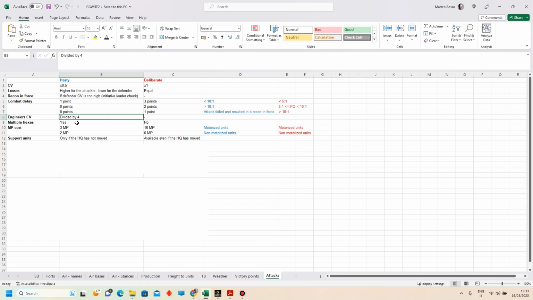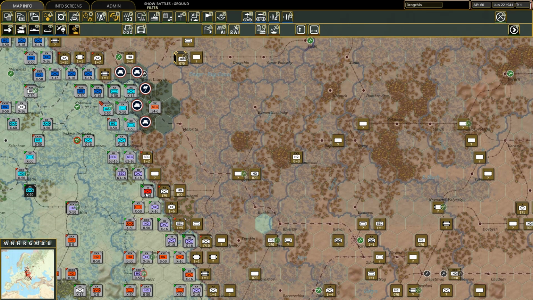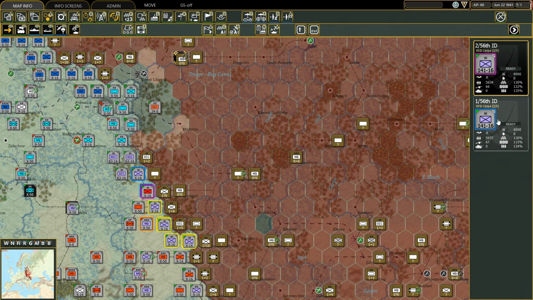One important difference between hasty attacks and deliberate attacks is that actually this is wrong. Sorry, I don't know why I flipped them. Multiple hexes. Can you combine units from multiple hexes? If you do a hasty attack, you can only attack with the stack from 1 hex. How you do it is very simple. You go to the movement phase and select the first unit, then press shift and select the other unit. As you remember, you have these 2 golden squares, which means that both of the units present here have been selected, and you also see it here on the map.